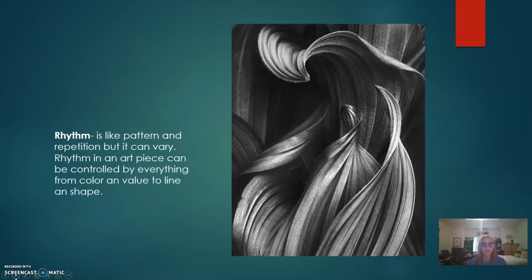Rhythm is like pattern and repetition, but it can vary. So rhythm in an art piece can be controlled by everything from color and value to line and shape. So line, shape, and color, and I'm guessing these are leaves. They're leaves. But just the way that they look makes it look as if the leaves are moving with the wind. So it's like a rhythm, like dancing. It's got a rhythm to it. It's art, which is cool.